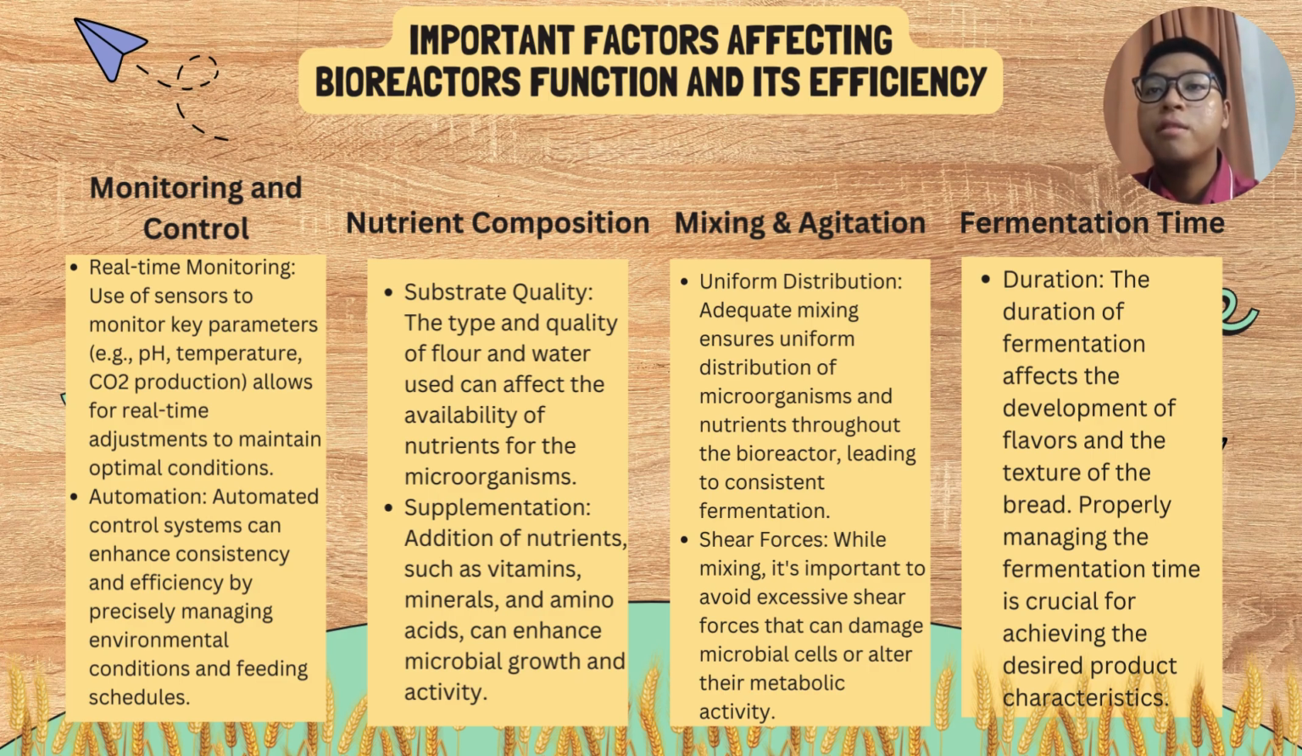So the next factor is mixing and agitation. So for uniform distribution, adequate mixing ensures uniform distribution of microorganisms and nutrients throughout the bioreactor, leading to consistent fermentation. Shear force, while mixing, it's important to avoid excessive shear force that can damage microbial cells or alter their metabolic activity.